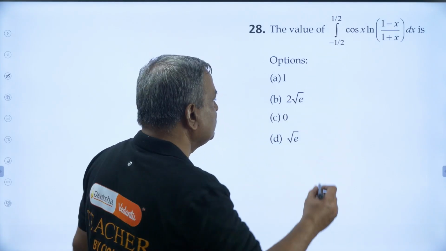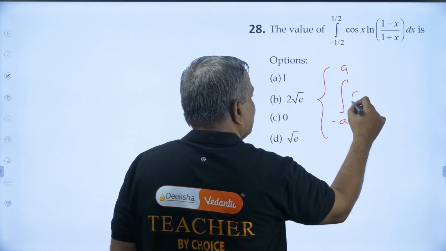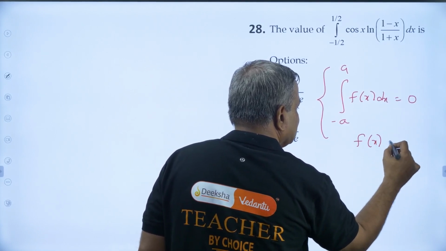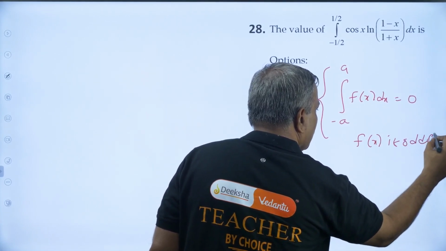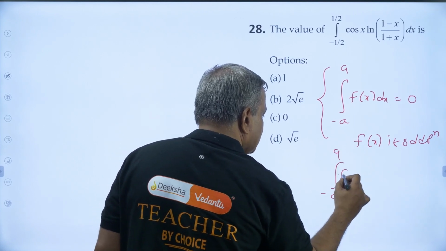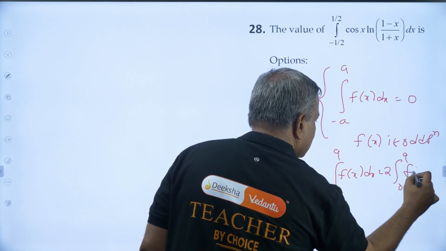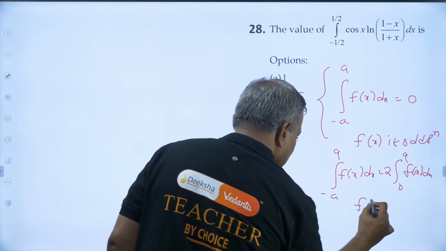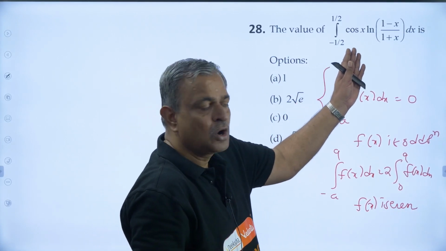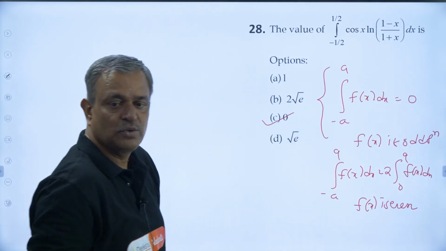Question 27, option C. Minus 1 by 2 plus 1 by 2. Because what is the concept? Integral from minus a to plus a of f of x dx is equal to 0 when f of x is an odd function. And integral from minus a to plus a of f of x dx is equal to 2 times the integral from 0 to a of f of x dx when f of x is even. Obviously cos x is even, but log of (1 minus x by 1 plus x) is odd. So the final answer is 0. Odd into even is odd only.